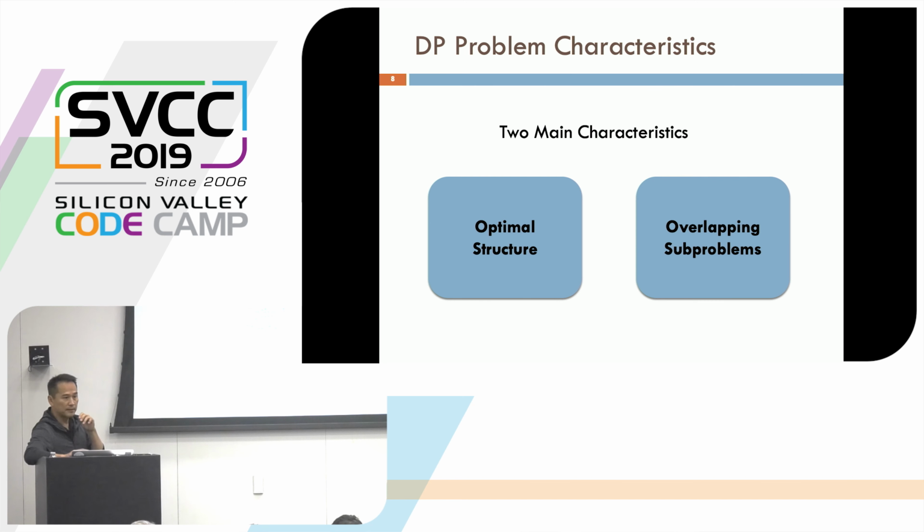So what are the different characteristics of DP problems? You've probably seen these and read them in many places. They're called optimal substructure and overlapping subproblems. If you haven't, you should try to really learn about these, and I'm going to quickly go through them.